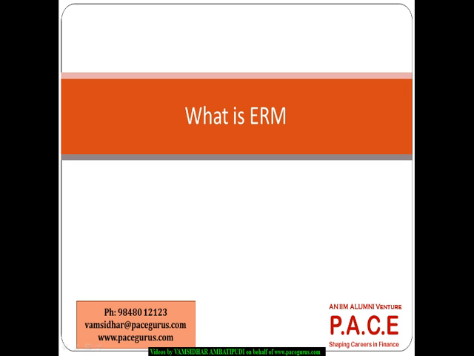In this session, let's talk a little bit about enterprise risk management, which is becoming one of the buzzwords in today's financial markets as well as in the non-financial industry. What is this enterprise risk management all about? How is it different from the typical risk management approaches that have been followed in various organizations till date? That is what we are going to take up in this session.